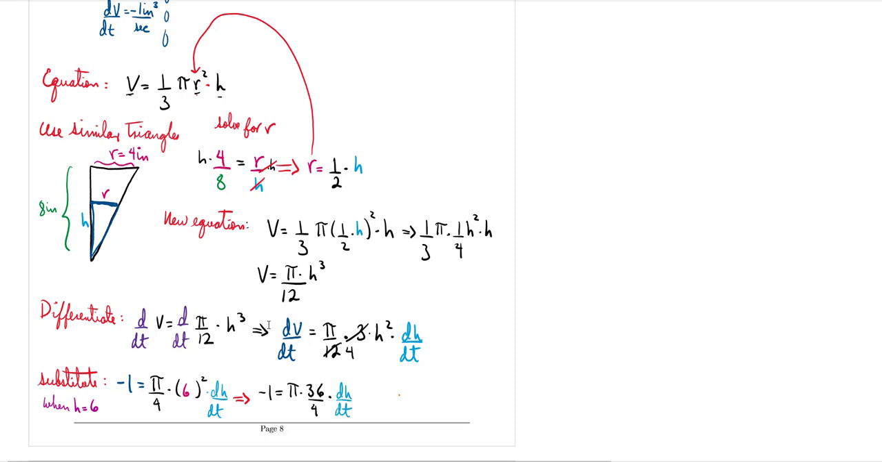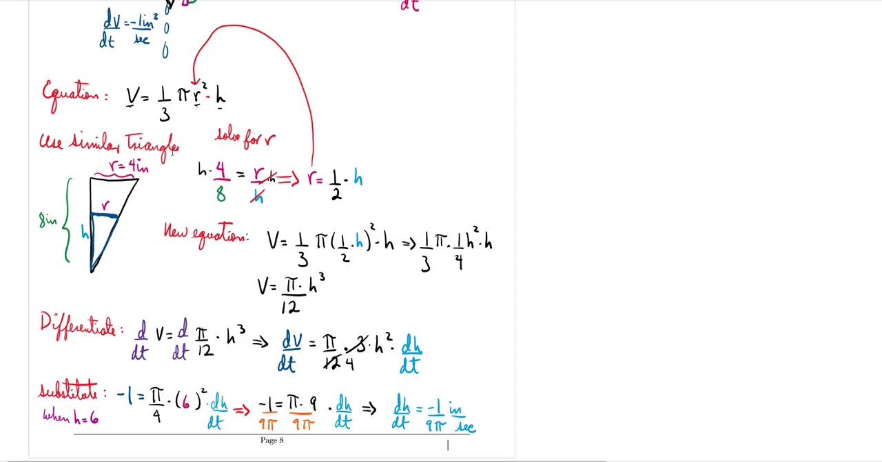Now 36 divided by 4 equals 9. So if we want to get dh/dt by itself, we're going to go ahead and divide both sides by 9 pi. So divide here by a 9 pi, divide here by a 9 pi, and it looks like the height is changing at a rate of -1 over 9 pi inches per second.